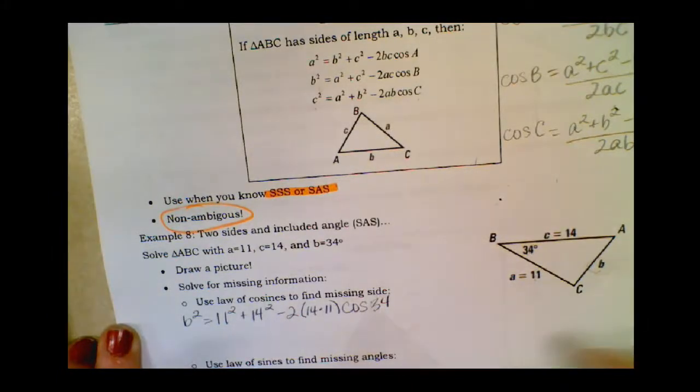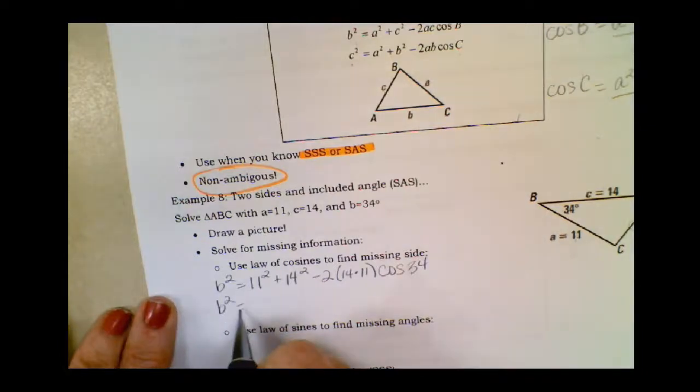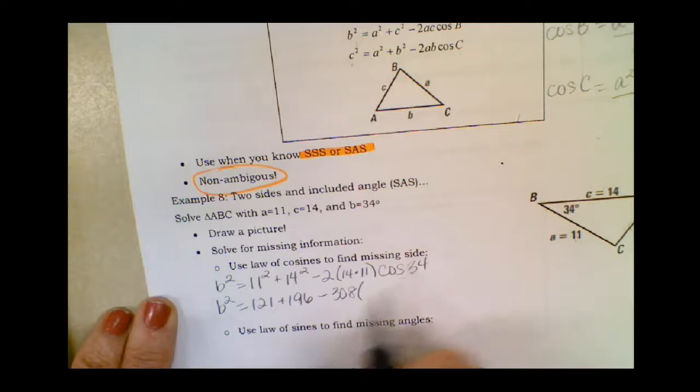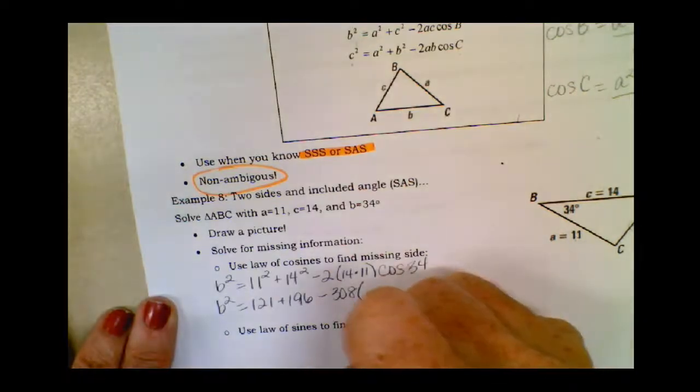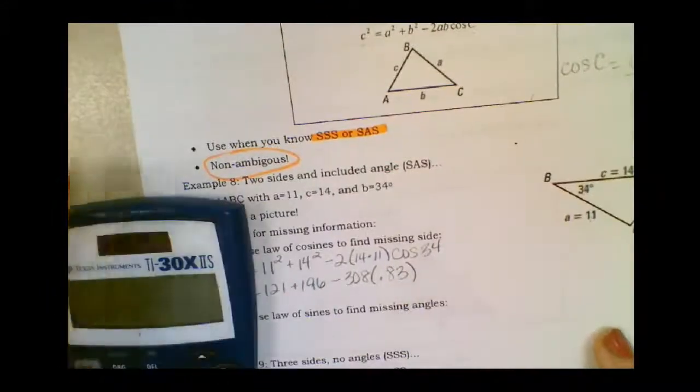Okay, now you're just simplifying. Really easy. So B squared is going to equal 121 plus 196 minus 2 times 14 times 11, which is 308, and the cosine of 34 is about 0.83. Now just be careful when you're putting this in your calculator, but it's pretty easy.